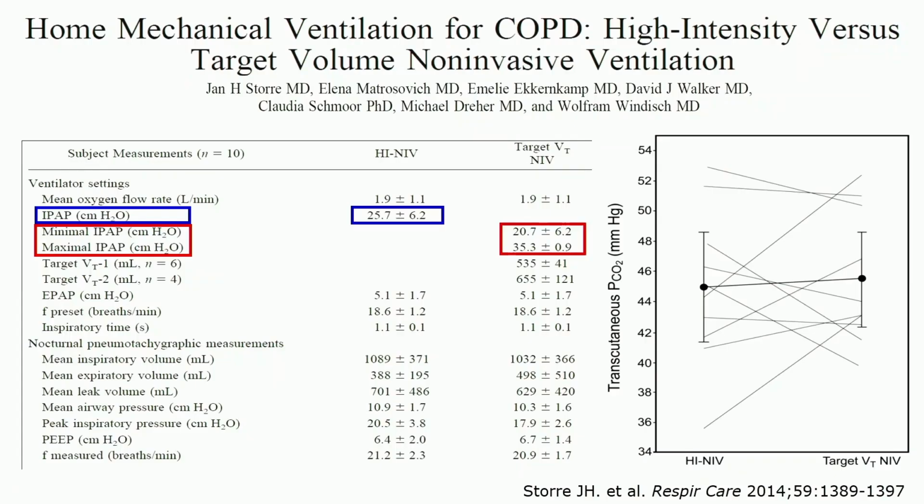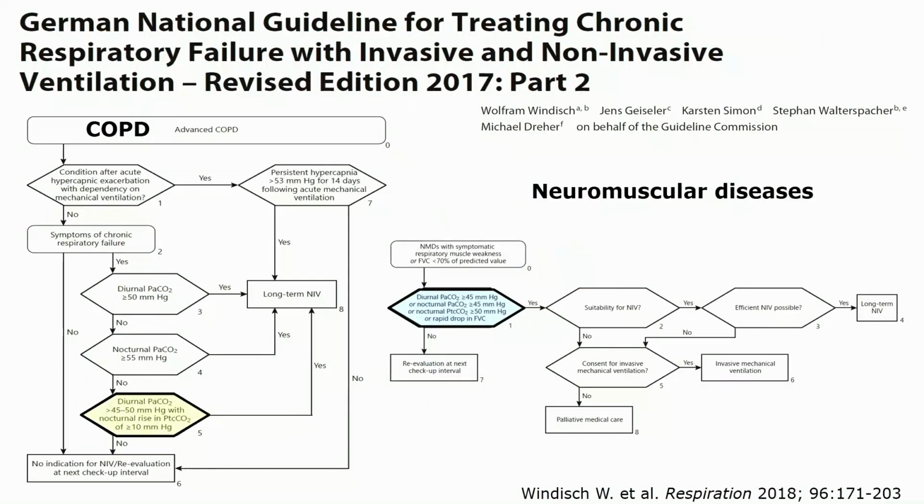We also did a study on high intensity versus target volume ventilation in COPD patients. For high intensity in COPD, you can see we used pressures around 26 centimeters of water, and for target volume ventilation, the ventilator was allowed to go up and down. The main result was that on average, there was no difference. But if you look at individual cases, some patients showed deteriorations, some patients showed improvements, and the message is that in case of being unsuccessful in a specific patient, you can just switch to the other mode, and this can be reliably monitored by transcutaneous CO2 monitoring.